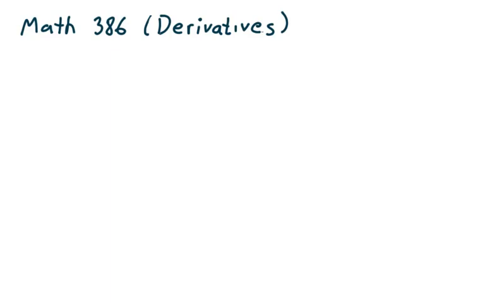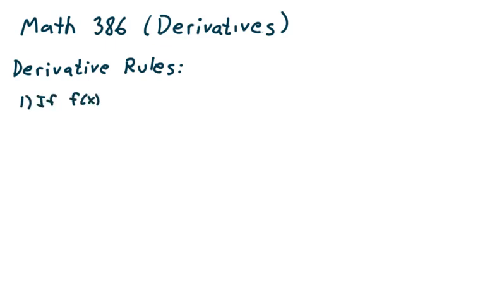This is a video for Math 386 and the topic is derivatives. So for starters, let's take a look at the derivative rules. Now, if f of x is equal to k, a constant, the derivative of f of x is 0. The derivative of any constant is 0.